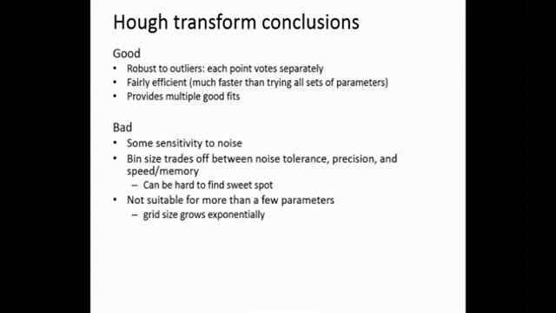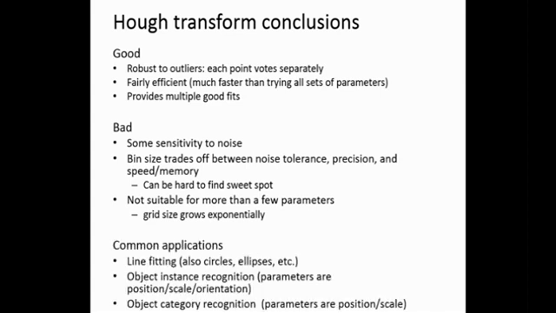The bad thing is that it can be sensitive to noise because perturbations in the input will shift your votes in parameter space. And then there are some parameters that you have to figure out, like the bin size or smoothing parameters. And sometimes it can take some trial and error to find the best parameters. And also it's not suitable for more than a couple of parameters, because if you have 4 or 5 parameters, then the number of cells in your grid grows exponentially. So it gets very expensive.